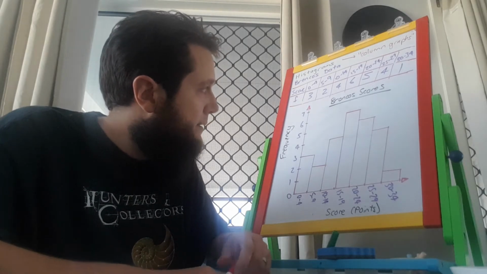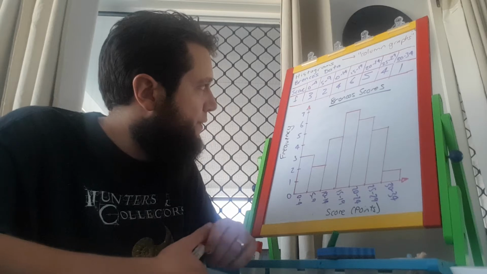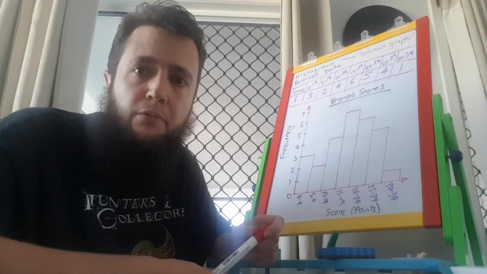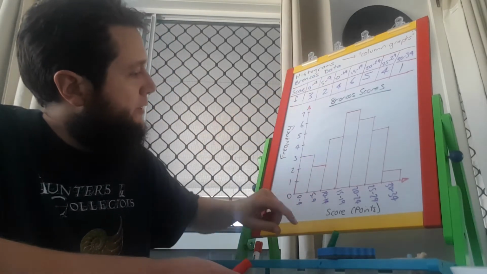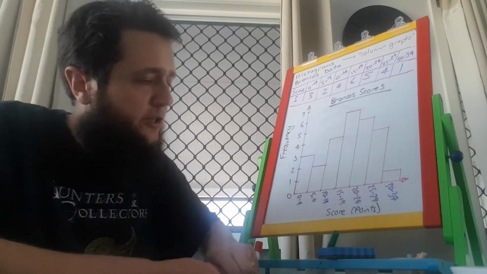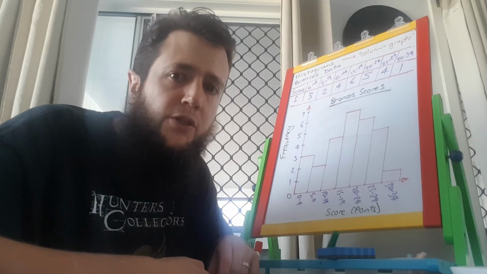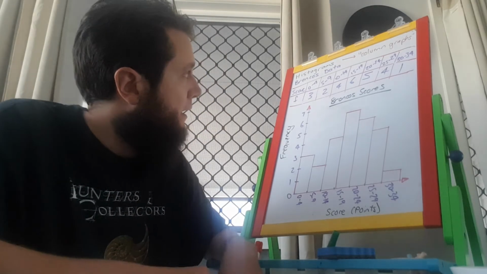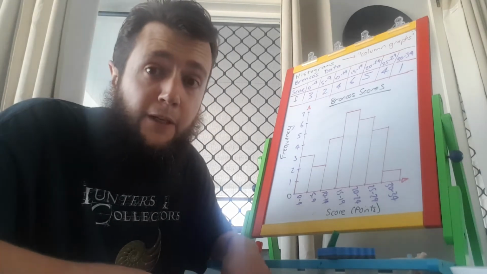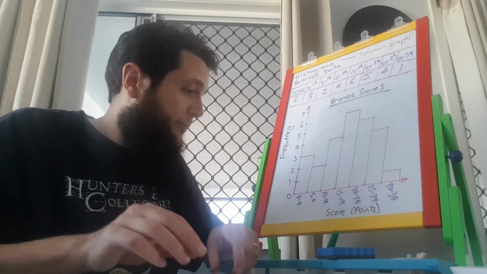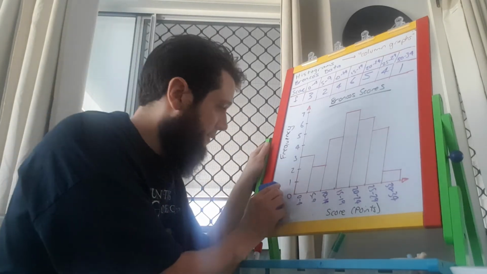You could be asked, what was the most common score? You'd look for the highest one, wouldn't you? The most common score range was 15 to 19. They're the sort of questions you could be asked from a graph like this. I think that's a beautiful graph, and I really feel sad from what I'm about to do to it. So long.